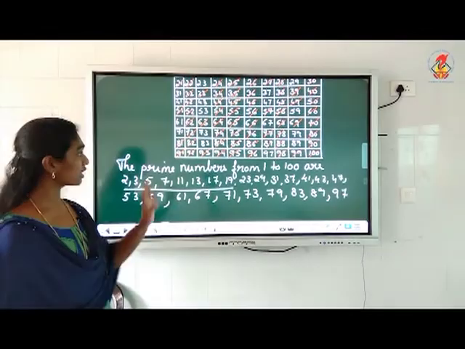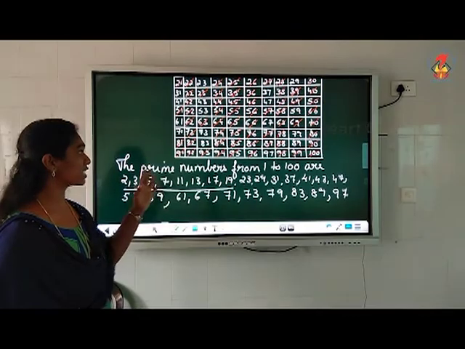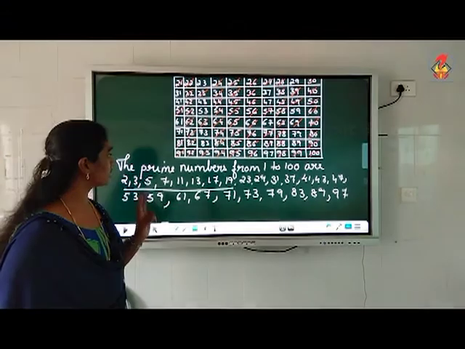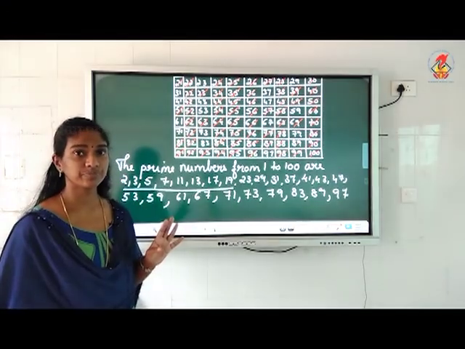Okay. So this is how prime numbers were found out by Eratosthenes. This is known as the sieve of Eratosthenes. Okay children. Okay. Clear? Understood? Thank you.